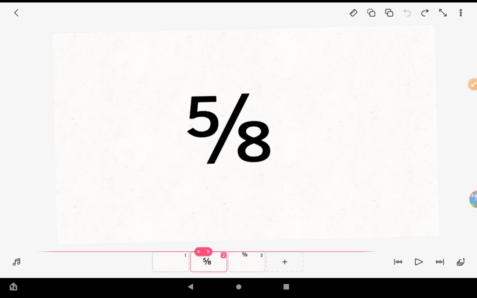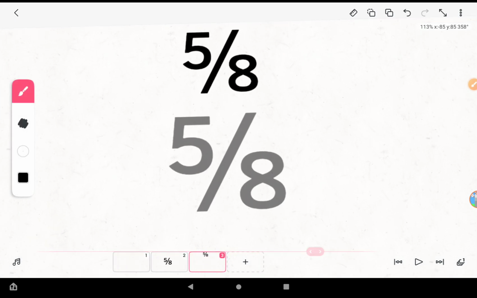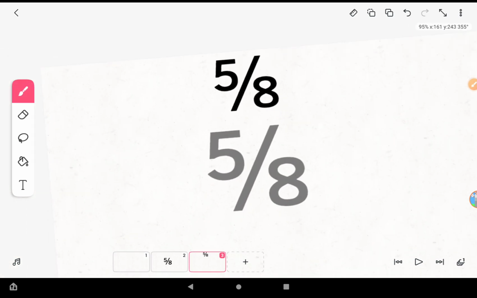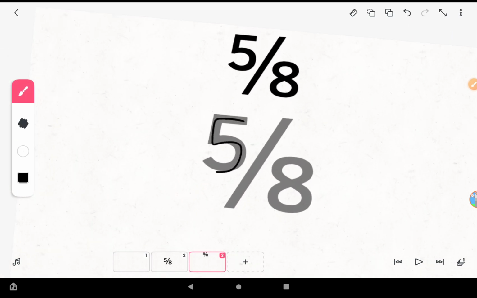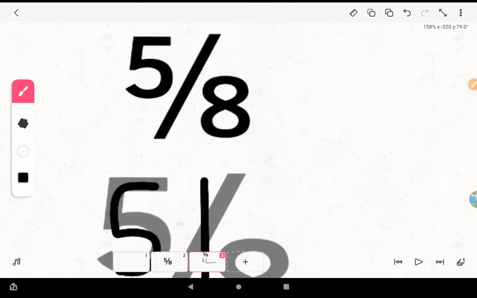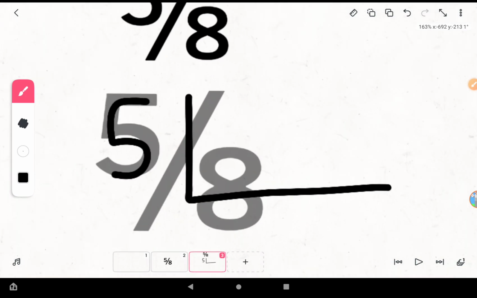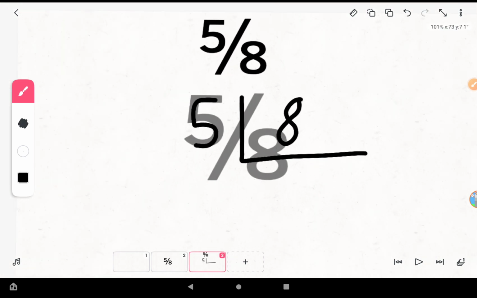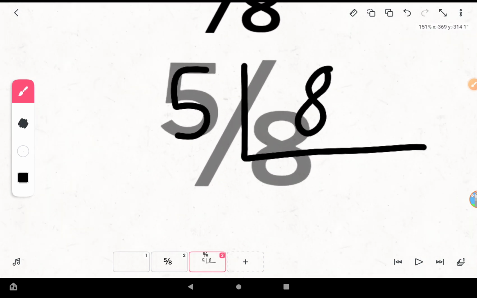Today I'll be showing you how to turn this fraction into a mixed number with a fraction in it. First you have to do a division, because the 5 goes right here, and the bottom number goes over here.